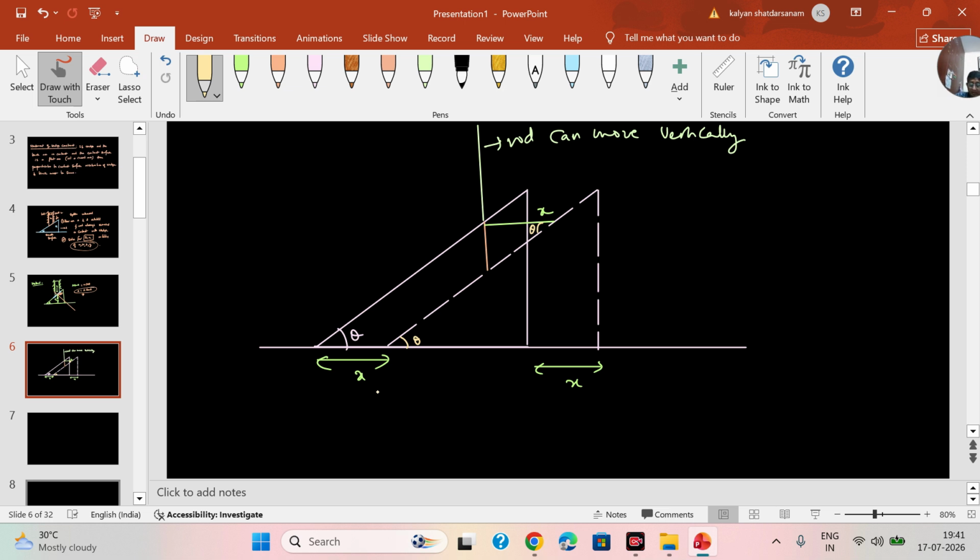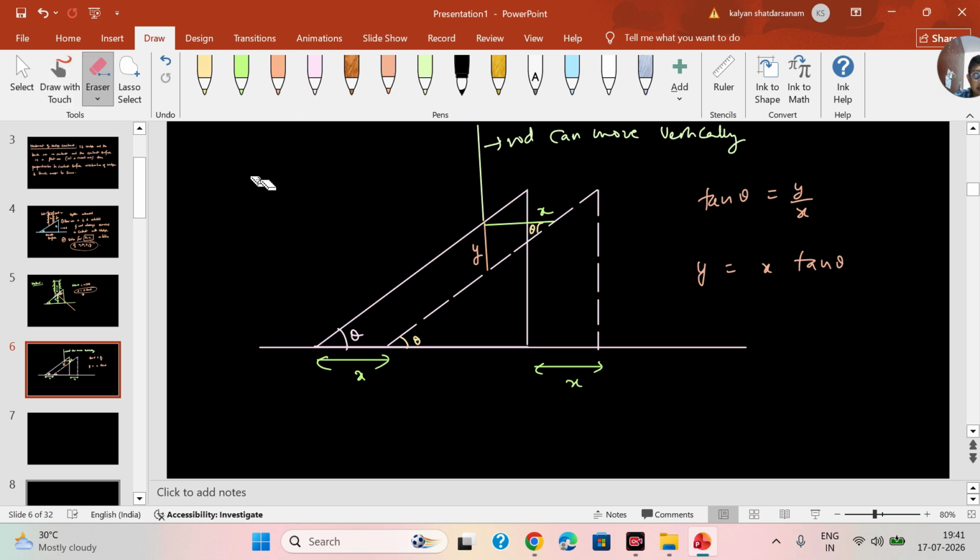Now you see the wedge moved by a distance x and the rod had to move by a distance y to maintain the contact. What is the relation between x and y? You can use tan theta is y by x. So y equals x tan theta. Purely from geometry, I am looking at it. Purely from geometry.